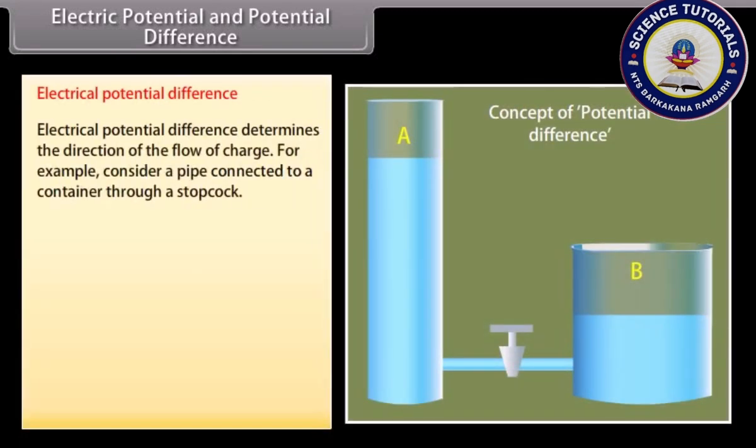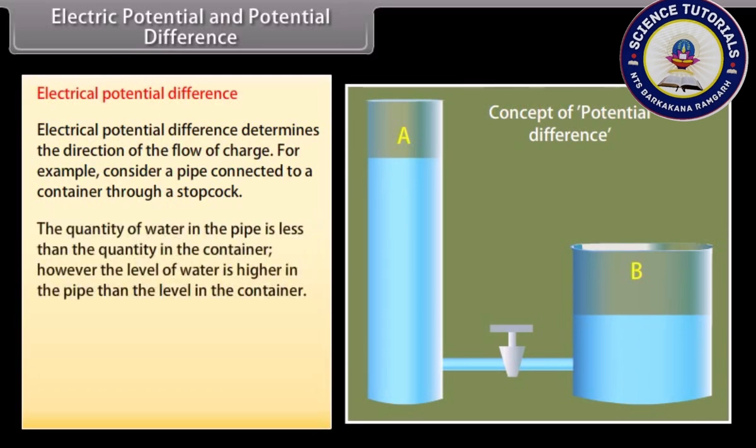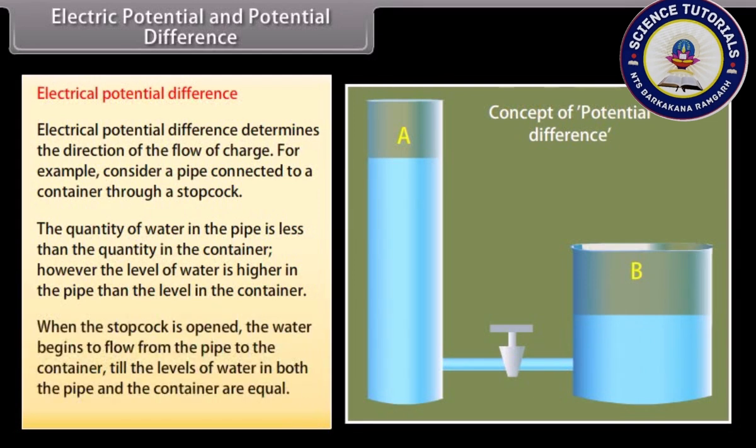Electrical potential difference determines the direction of the flow of charge. For example, consider a pipe connected to a container through a stop cock. The quantity of water in the pipe is less than the quantity in the container. However, the level of water is higher in the pipe than the level in the container. When the stop cock is opened, the water begins to flow from the pipe to the container till the levels of water in both the pipe and the container are equal.